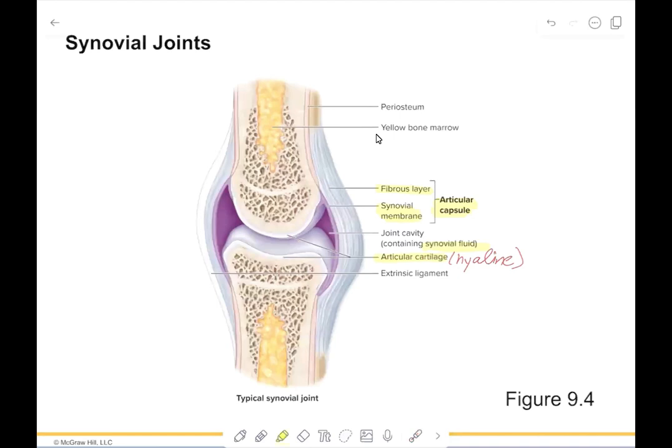We also see the extrinsic ligaments, which would be like collateral ligaments in the knee joint. Also shown is the outer membrane for long bone called the periosteum and yellow bone marrow inside, which, recall, is lipids.